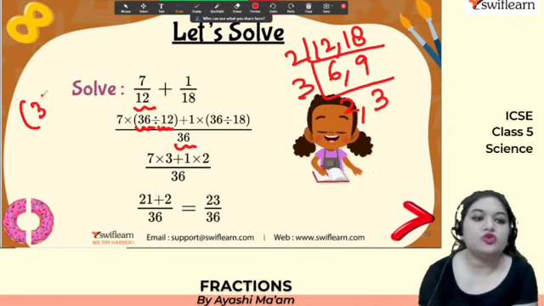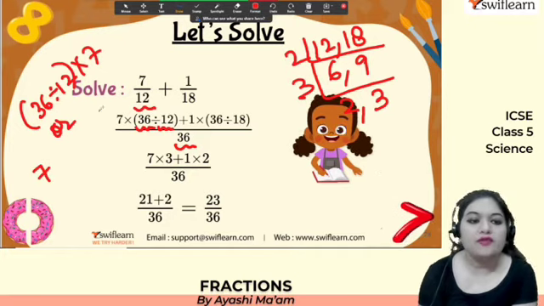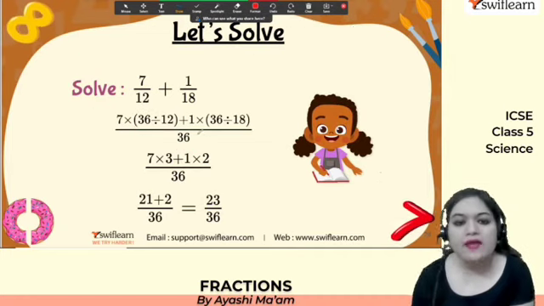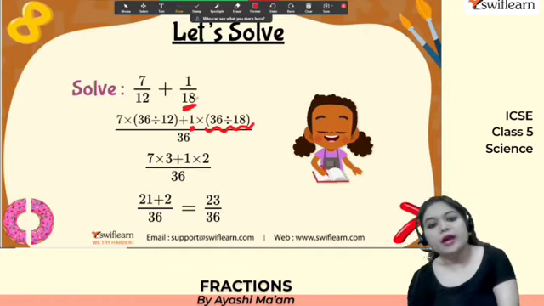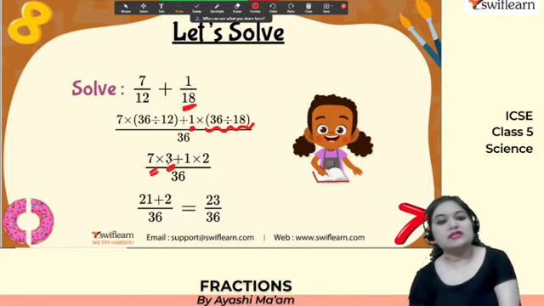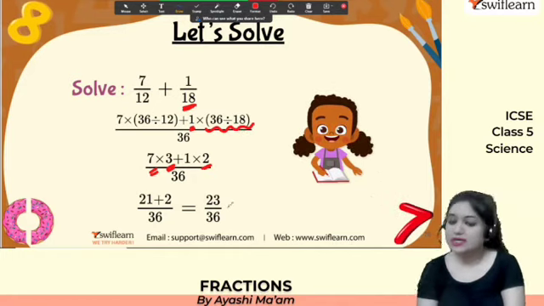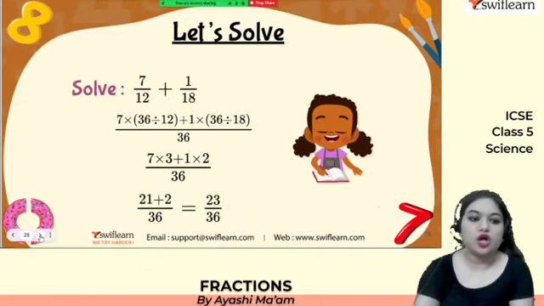So if you do this at first, that is 36 divided by 12 into 7. Or if you do 7, that means the numerator, into 36 divided by 12. It's the same thing, right? No need to get confused over here. And then again plus 36 divided by 18, the denominator, multiplied by the numerator, into 1. So 36 divided by 12 is 3 and 7 as it is. So 7 into 3 plus 1 into 36 divided by 18, which is 2. So 1 into 2. So 21 plus 2 by 36, which is giving you the answer 23 by 36. That's how you are supposed to solve it.